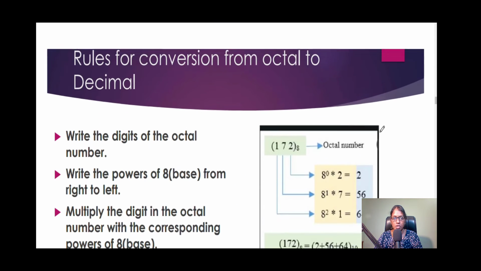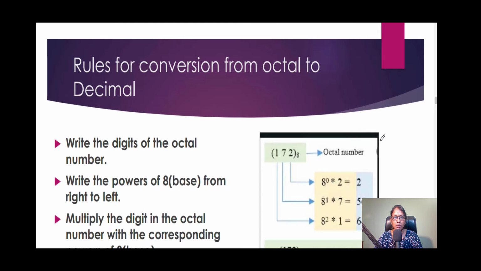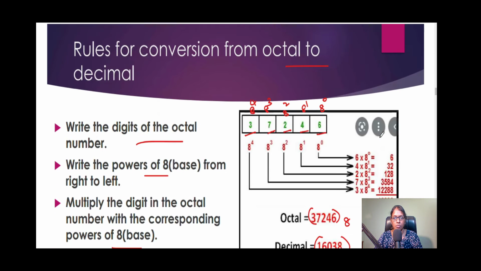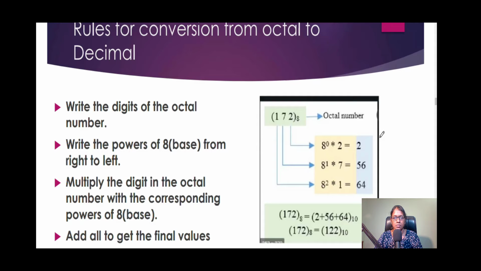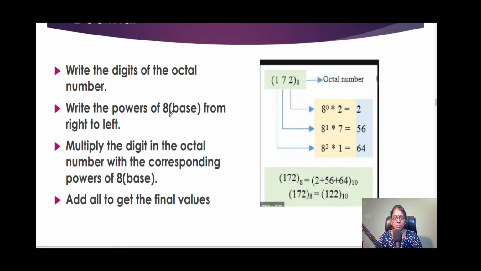And the next is the rules for conversion from octal to decimal. What we have seen, octal to decimal. Here is another example. Write the digits in the octal number, and write the powers of 8. So 2 into 8 to the power 0, and this is a second example for octal conversion. So 7 into 8 to the power 1, and 1 into 8 to the power 2. The octal number is 1 2 2.